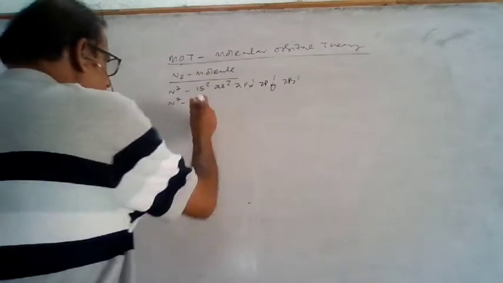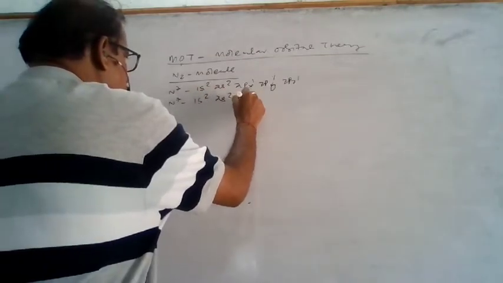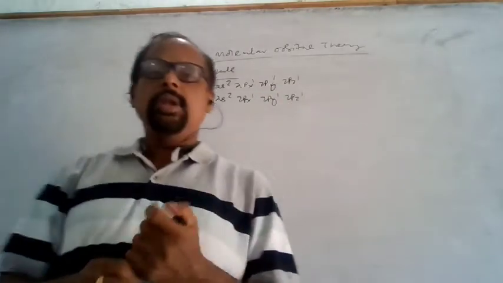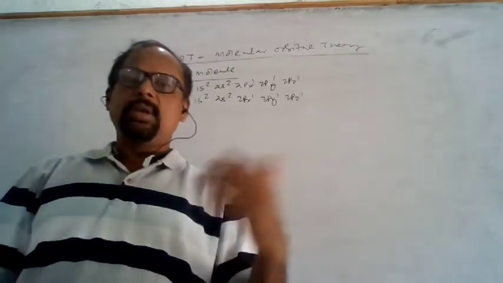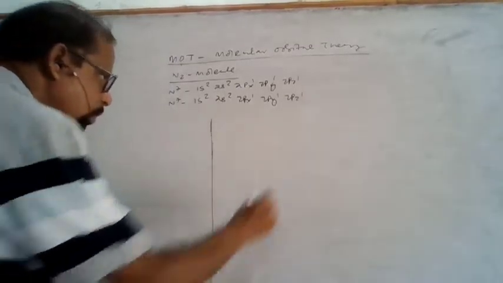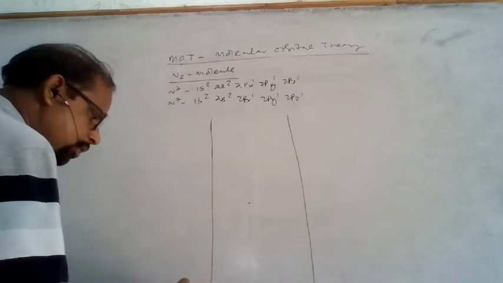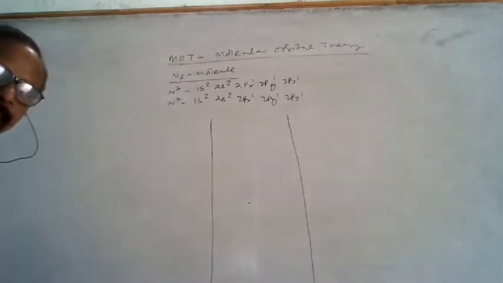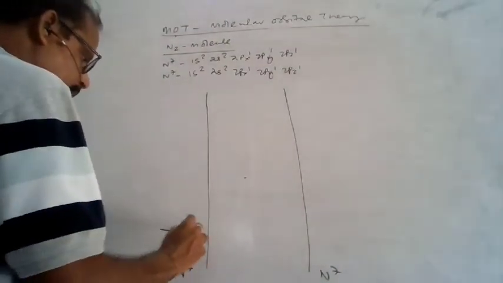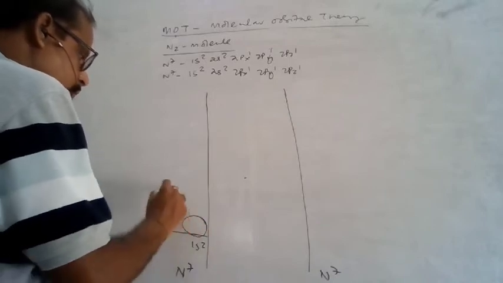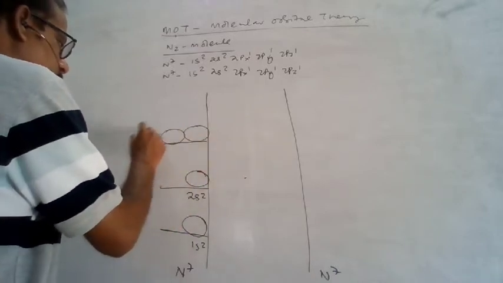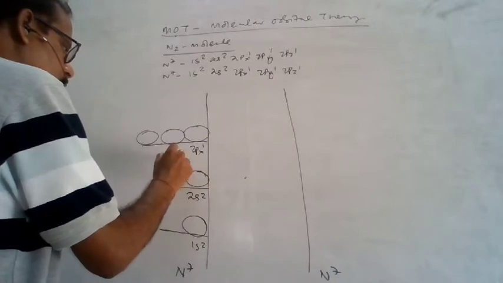You know the nitrogen atom, the atomic number of nitrogen is 7. So the configuration is 1s2, 2s2, 2px1, 2py1, 2pz1. When another nitrogen atom also has the same configuration, 1s2, 2s2, 2px1, 2py1, 2pz1, and the two nitrogen atoms combine together, they form the molecule.